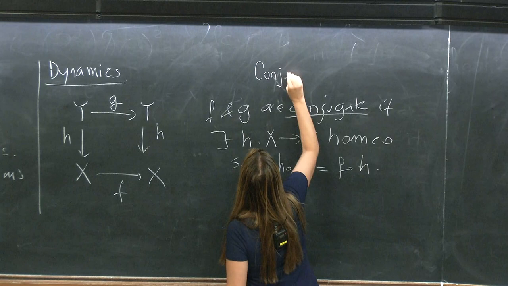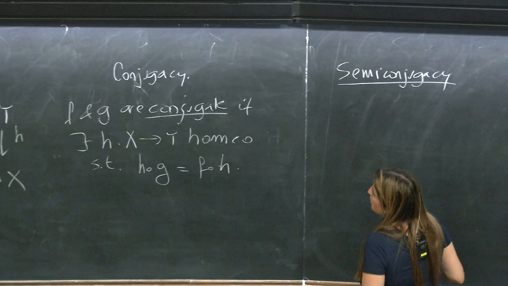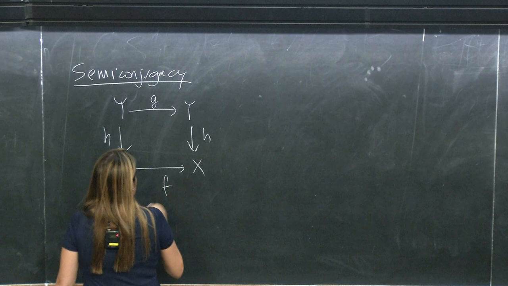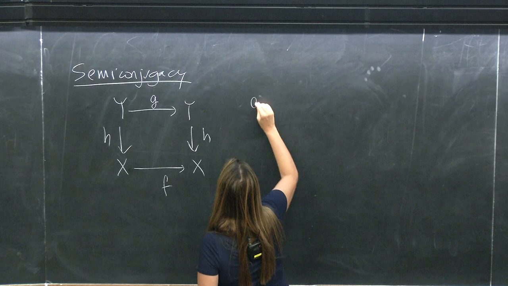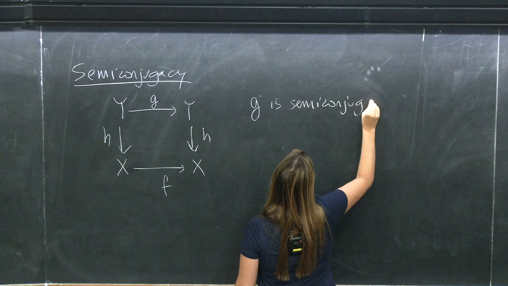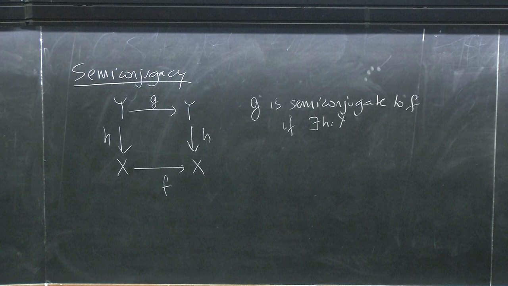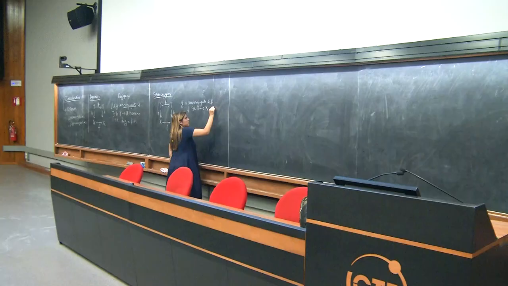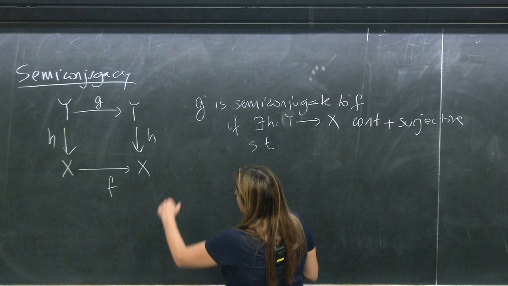and sometimes we will have the same picture, but instead of H being a homeomorphism, it will be only a continuous surjective map. Okay? In that case, we're going to say that G is semi-conjugate to F. Oh, sorry, here I should have said y to x. That makes the diagram commute.